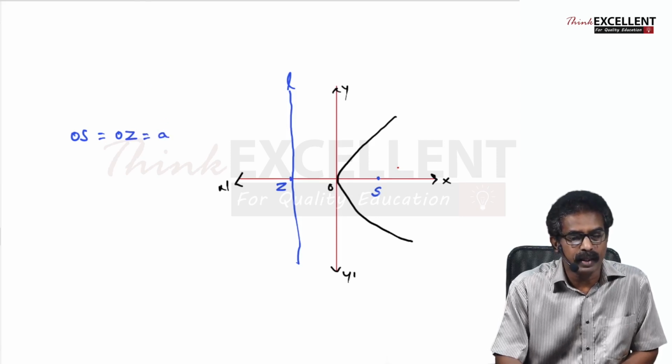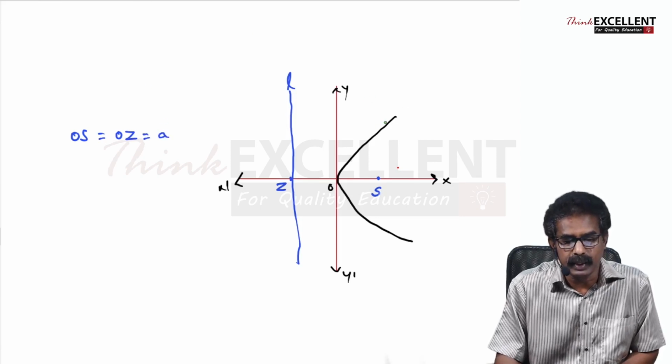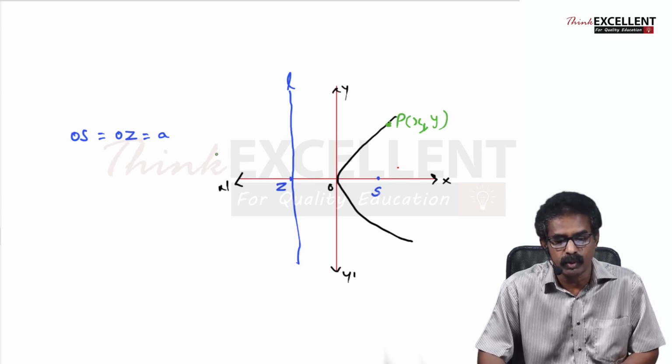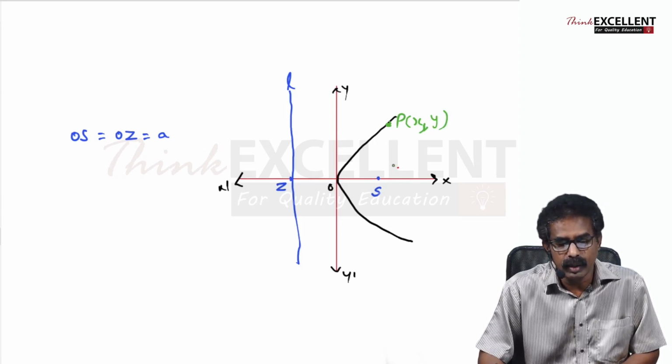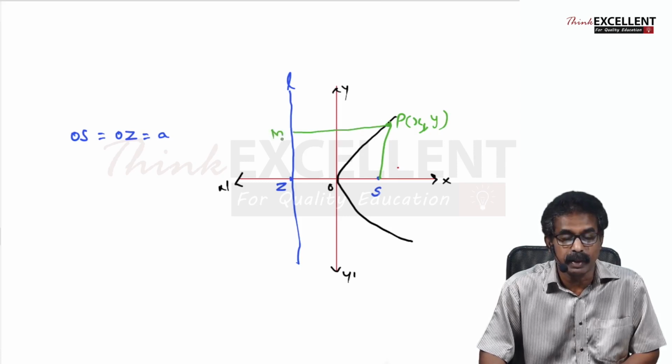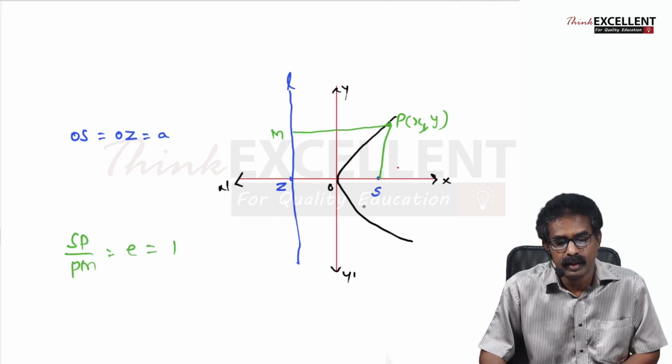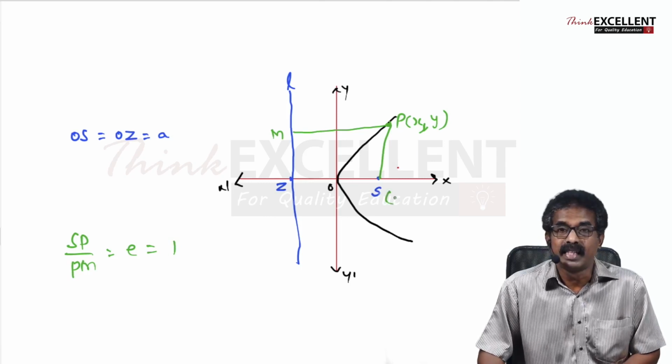And P is a moving point. So I'm taking the point P here. P is a moving point. I'm taking the point as say (x, y). We take the point P as what? (x, y) is the moving point. And the condition, you know, SP. You join SP by PM. From P, you draw a perpendicular line to the directrix. SP by PM is equal to e. But in this case, e is equal to what? 1. Can you say the coordinate of S?